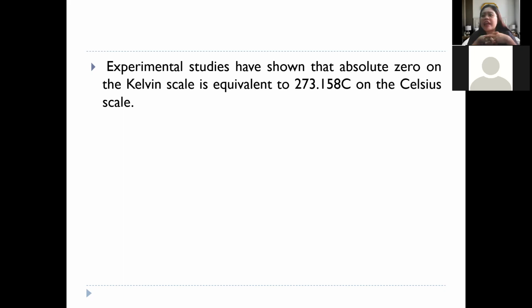How about for the Kelvin? According to experimental studies, when you say absolute zero on the Kelvin scale, it is absolute, so nothing goes lower than zero on the Kelvin scale. However, according to the experiment they did, they found out that zero on the Kelvin scale is actually equal to 273.15 degrees Celsius on the Celsius scale.